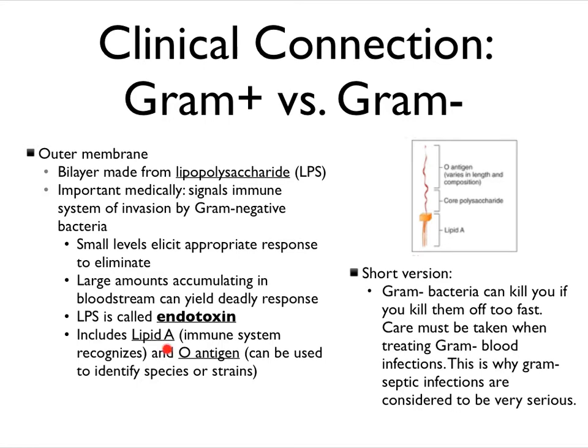So the O antigen, which is the outer part of the LPS, is actually what we detect if you're doing an antibody-based test to figure out what strain of bacteria something is. You're probably detecting what the O antigen is. And that's something that can really only be done on gram-negatives because gram-positives don't have O antigens.